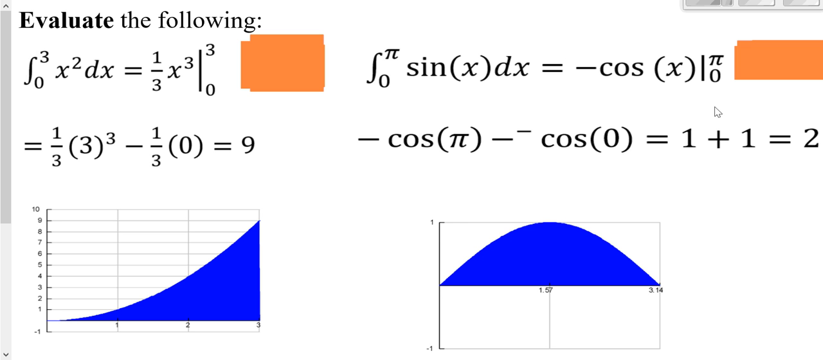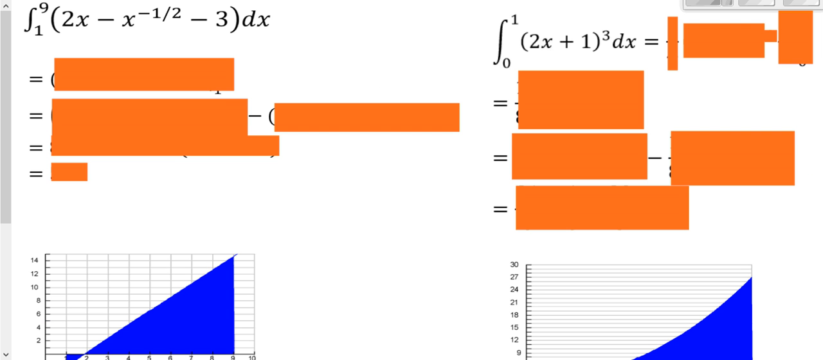Which is somewhat interesting. You're dealing with a trig function, you're dealing with an irrational number, pi, and you're finding your area underneath sine between 0 and pi, and it comes out to be a nice, neat, natural number.